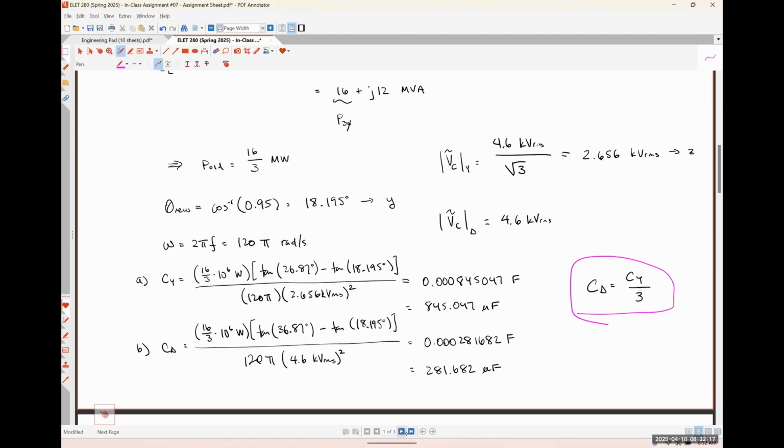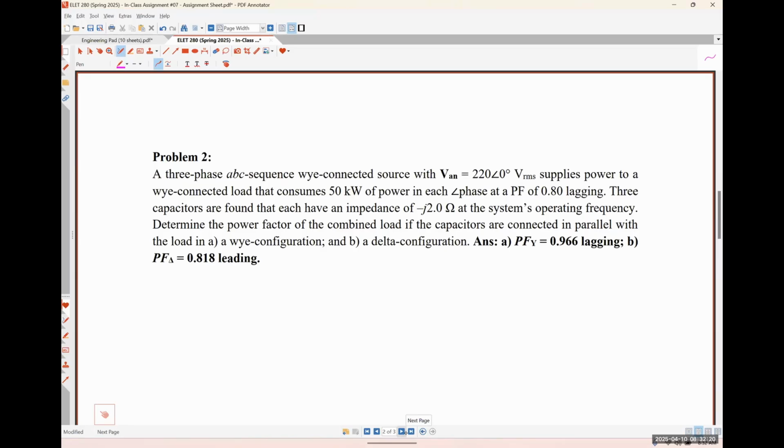So let's look at problem 2. Similar thing, but a little bit more difficult. In this one, we're told explicitly that we have a 3-phase source that is Y connected, and our phase voltage on the A phase is 220 angle 0 degrees volts RMS, and we are supplying a Y connected load that is absorbing 50 kilowatts in each phase at a power factor of 0.8 lagging. There are 3 capacitors, and each of those capacitors has an impedance of negative J2 ohms at whatever the system's operating frequency is.